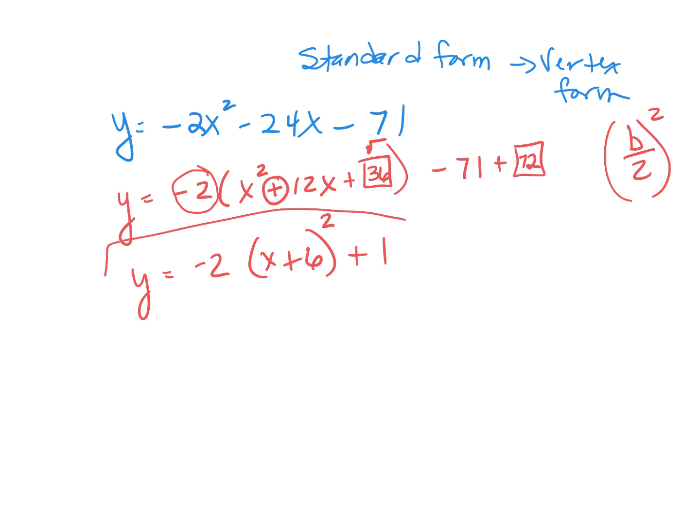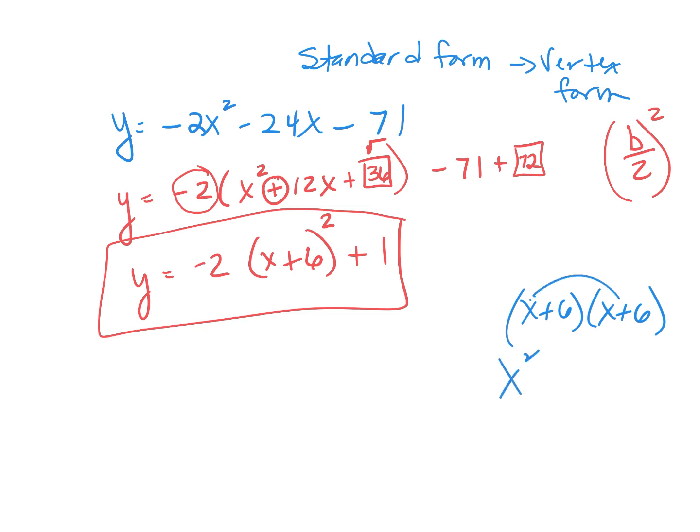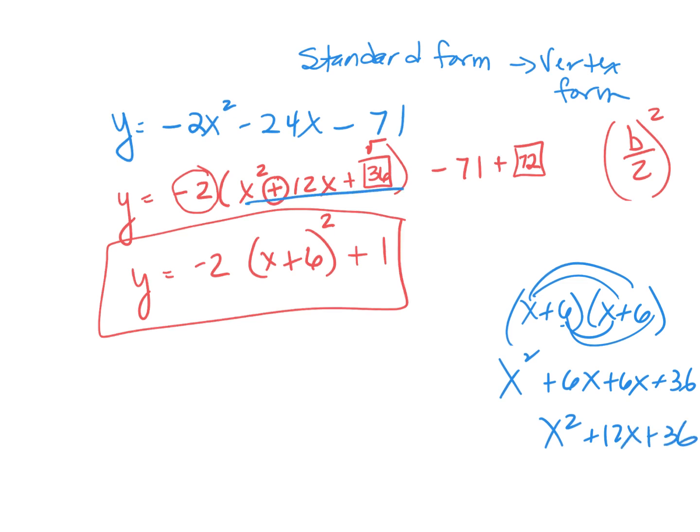And this is in vertex form. What is x plus 6 squared? X plus 6 squared. X times x is x squared. X times 6 is 6x. 6 times x is 6x. 6 times 6 is 36, which gives us x squared plus 12x plus 36. That's what we started with.